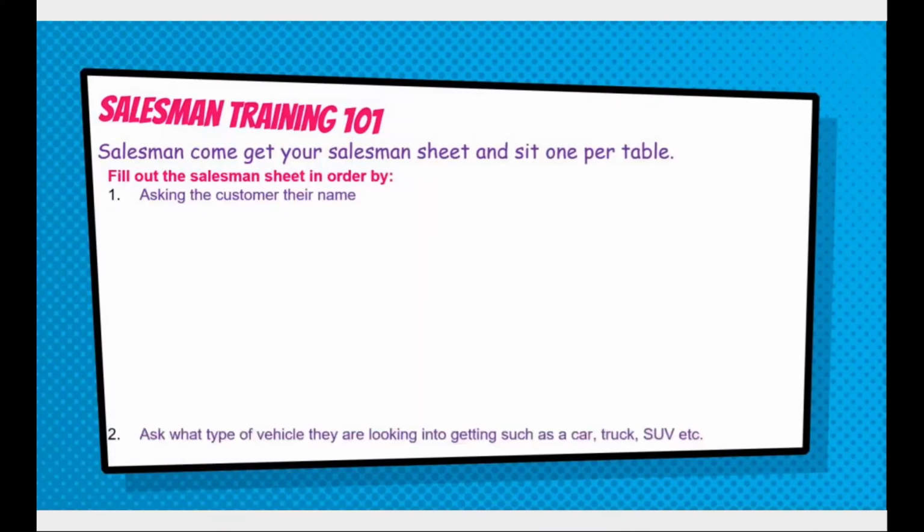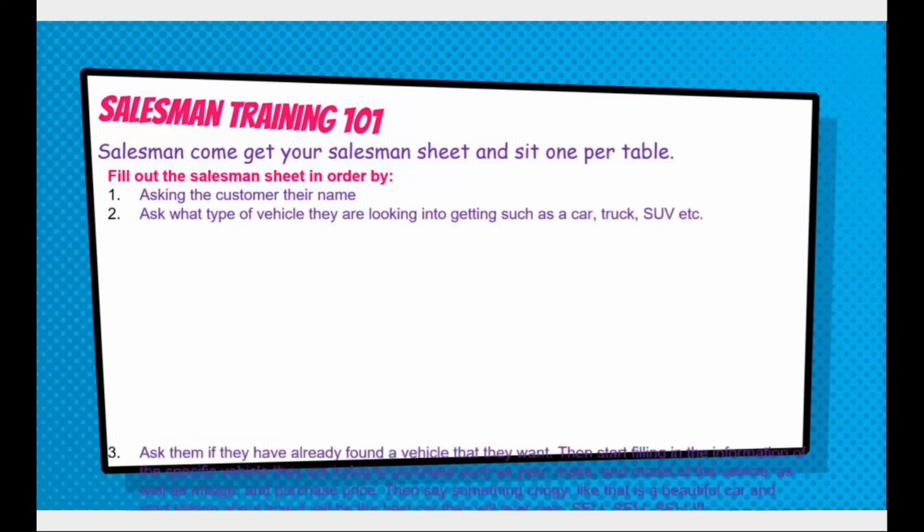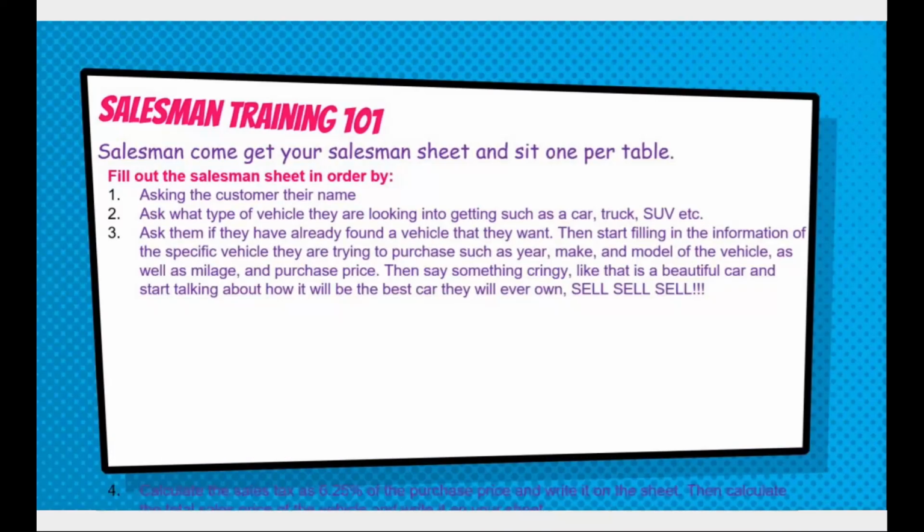So I kind of have a guide here for you that I'm just going to run through real quick. Start by asking the customer their name. Make sure you fill it out on the sales sheet. Ask what type of vehicle they're looking at getting. Fill it on the sales sheet. Ask them if they have already found a vehicle that they want, and then they should have. Then start filling out the vehicle information, specifying what they're trying to purchase, such as the year, make, and model of the vehicle, as well as the miles and the purchase price. So these are all things that you should be writing down based off a discussion.